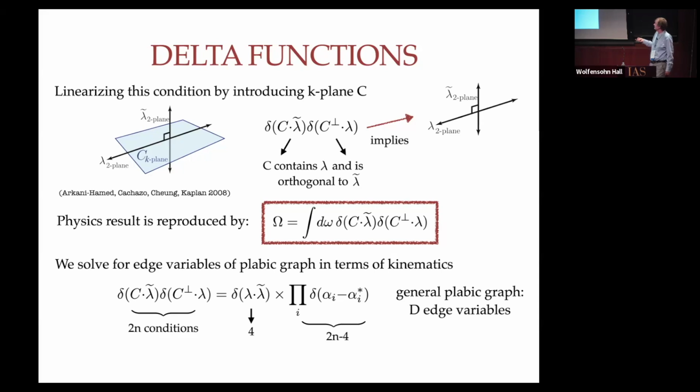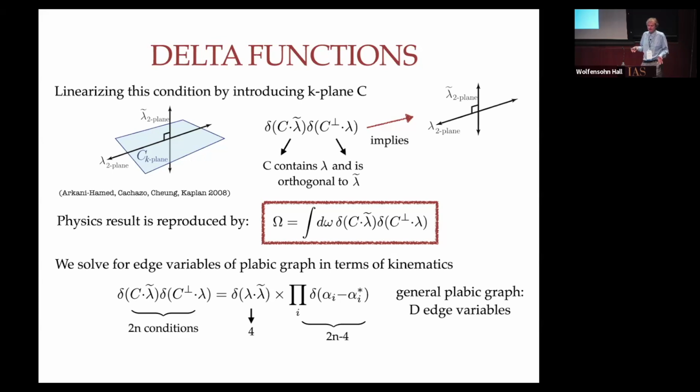Now, these delta functions are 2n conditions on the parameters of this C matrix. Out of these 2n conditions, 4 of them turn into momentum conservation, into this condition between lambda and lambda tilde, and 2n minus 4 of them become conditions on the h variables alpha. Now, the general Plabic graph is d-dimensional, containing d h variables. So there is something very special about d being 2n minus 4, because in this case, all the h variables are solved for. So this alpha star is a function of lambda and lambda tilde. If d equals 2n minus 4, we can solve for all h variables.